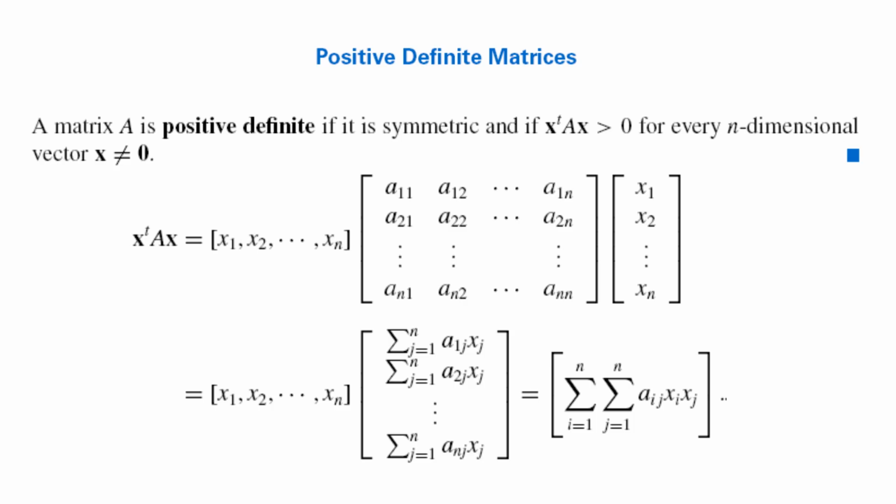In matrix, A is positive definite. Matrix A is positive definite if it is symmetric. You are very well aware of a symmetric matrix. And if A is symmetric and holds this inequality, which is x transpose A x greater than 0 for every n-dimensional vector x which is not equal to 0.